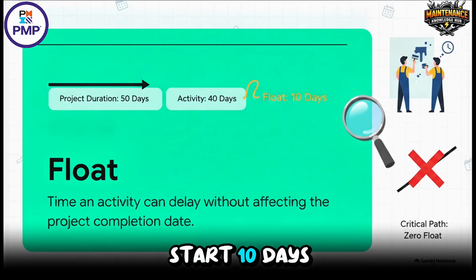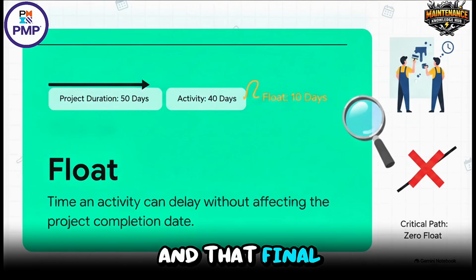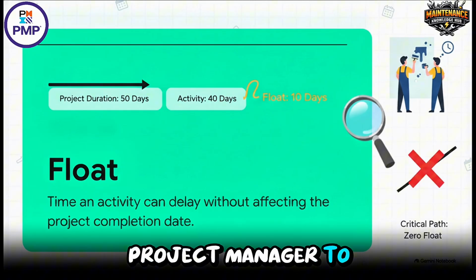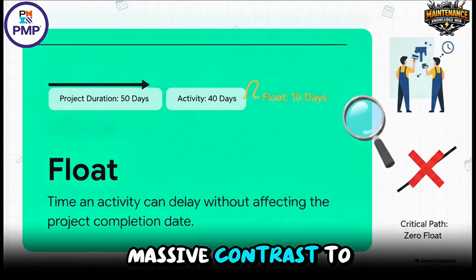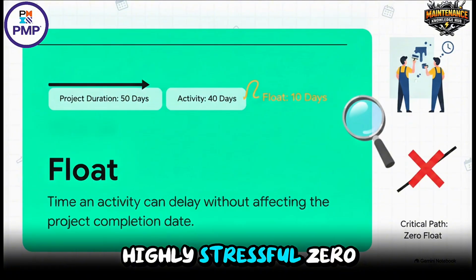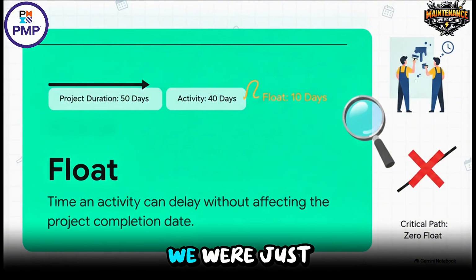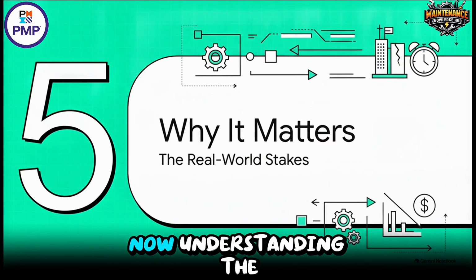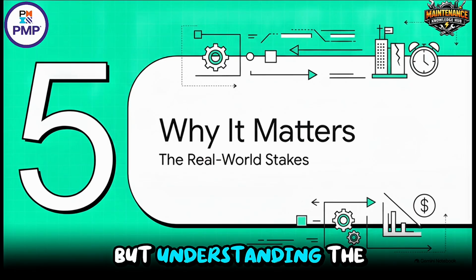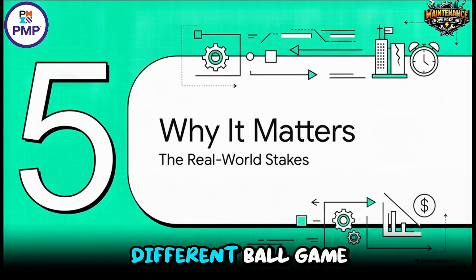They could literally start 10 days late, or a single task could take 10 days longer than expected, and that final 50-day project deadline will not shift by a single second. Float gives you flexibility. It allows a project manager to breathe a little bit. It is a massive contrast to that rigid, highly stressful zero total float of the critical path we were just talking about. Now, understanding the math is one thing, but understanding the consequences is a whole different ballgame.